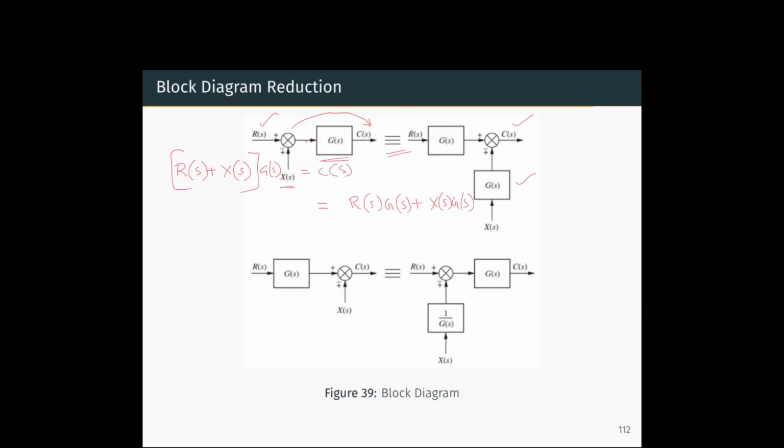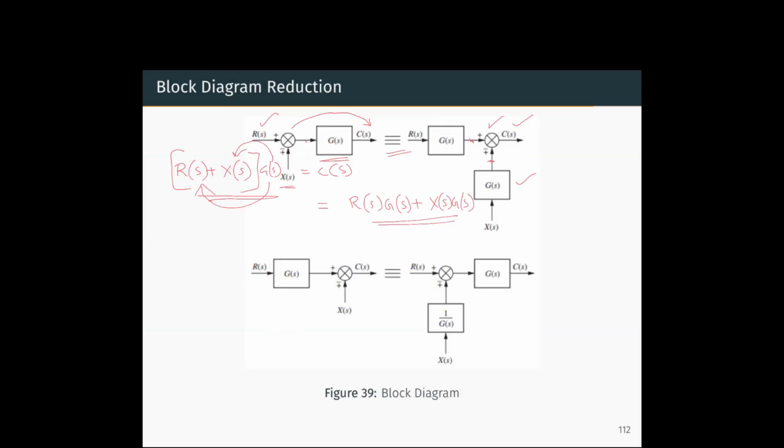On the right hand side, we have r of s multiplied with g of s. That is the signal that is obtained here, and that is being summed with x of s and g of s. So both signals are equivalent. When we multiply g of s by taking it inside, it will be r of s into g of s plus x of s into g of s.